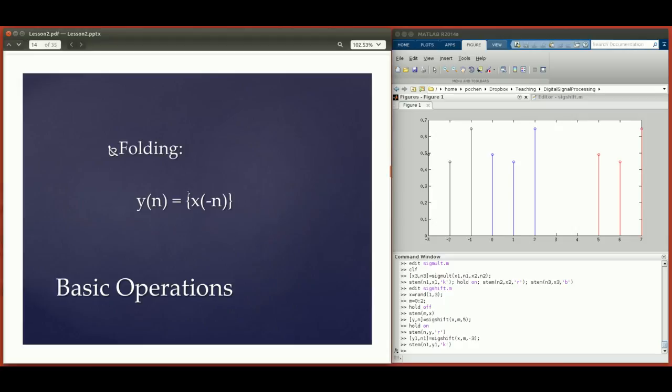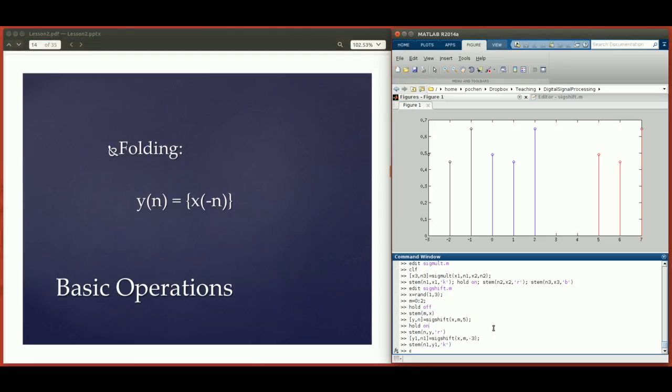Now let's look at folding. Again, the folding involves just reversing the sign of the horizontal axis, and it doesn't involve changing the shape or amplitude of the input signal. But we have to be careful when we try to write a function for folding, because again, some bookkeeping, some additional operations are needed before we can make sure that the function is robust enough.